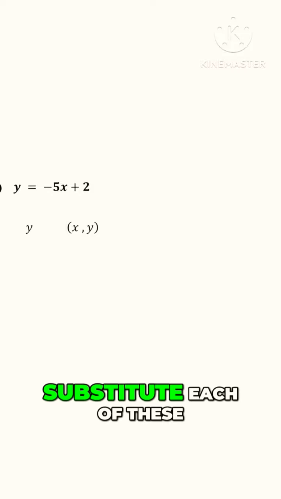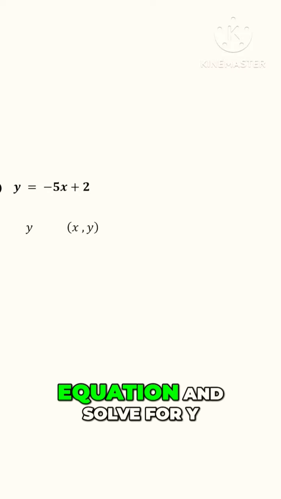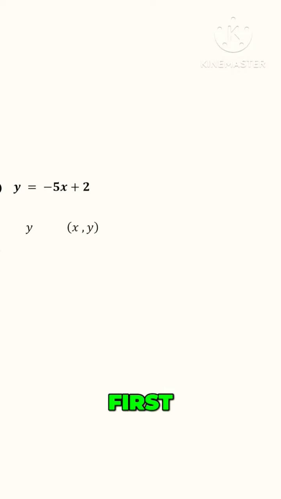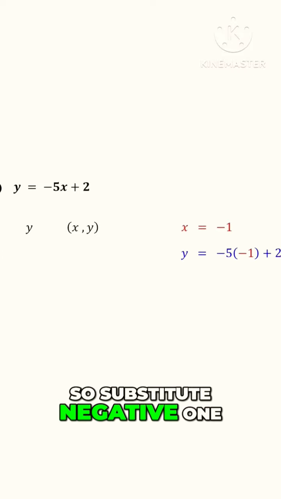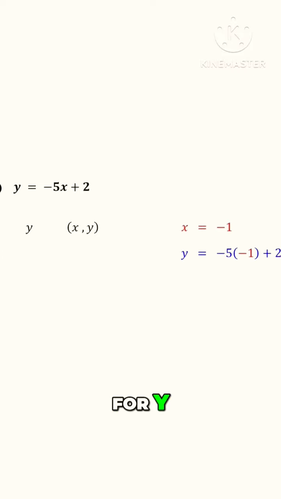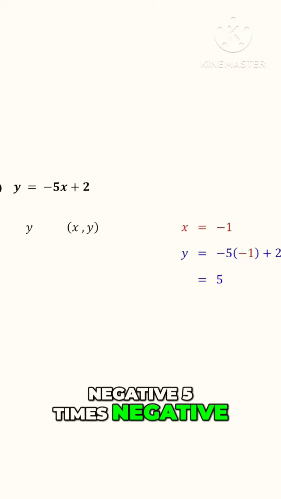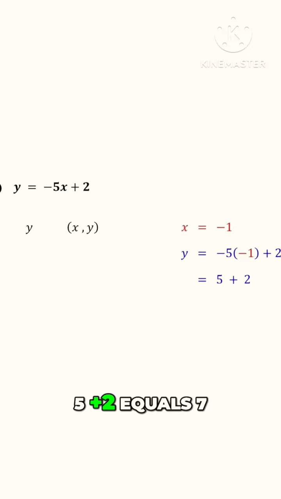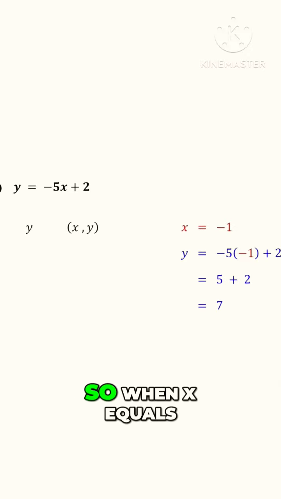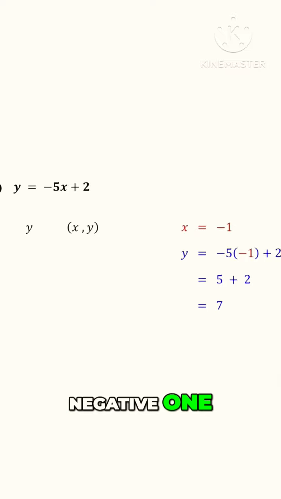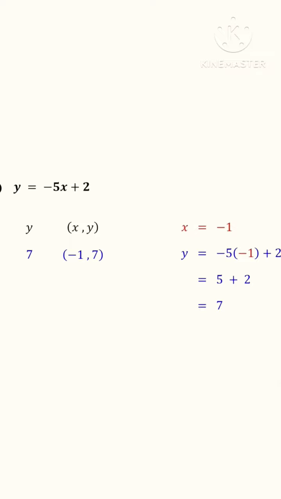Now, substitute each of these x values into the equation and solve for y. First, we have x equals -1. So, substitute -1 for x and solve for y. -5 times -1 is 5. 5 plus 2 equals 7. So, when x equals -1, y equals 7. Therefore, the ordered pair -1, 7 is one solution to the equation.